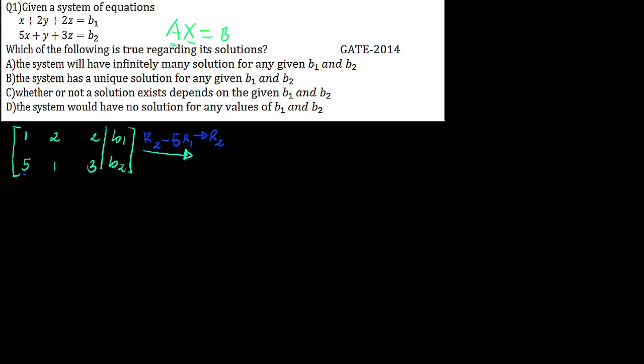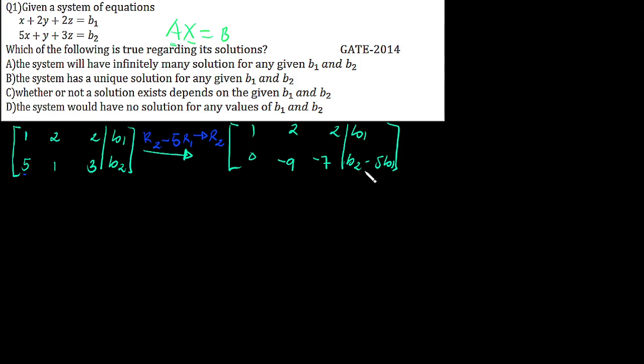After that, what are we getting? The first row will remain as it is. Here b1 and b2 are unknown. Here 0, and now 2 multiplied by minus 5 is minus 10, plus 1, so I can say minus 9 here. And here minus 10 again plus 3, so I can say minus 7, and on the right b2 minus 5 times b1.